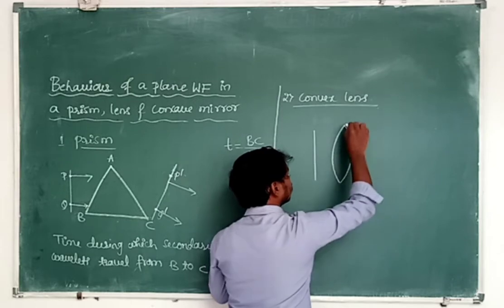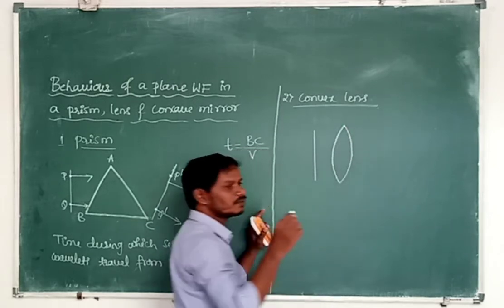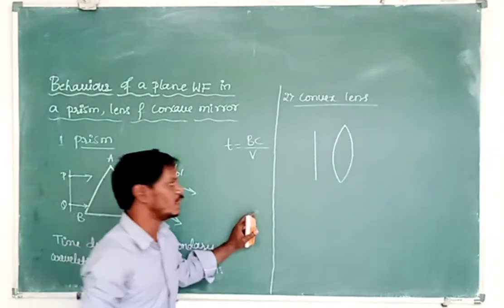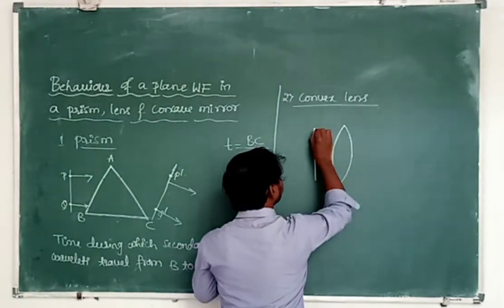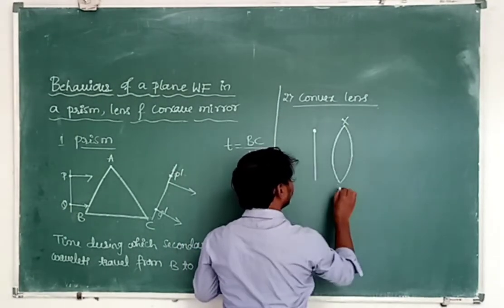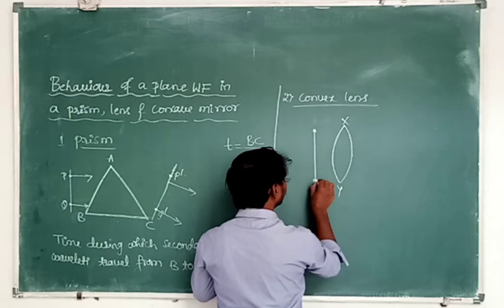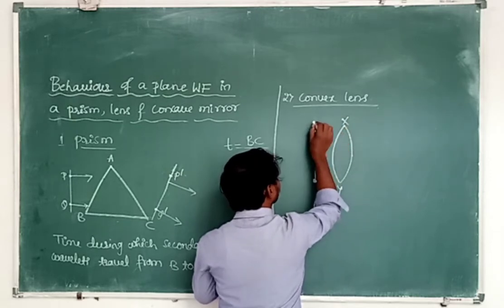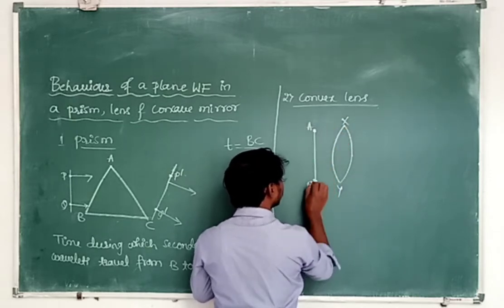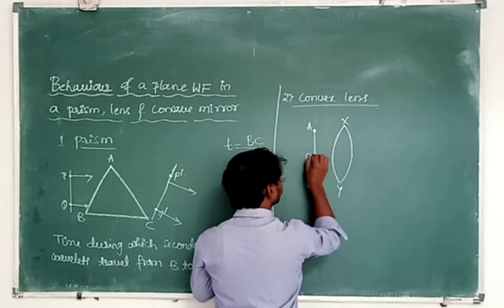We have to find what is the shape of the refracted wavefront. So, I will take here X and Y. I will take three points here: A, B and O.